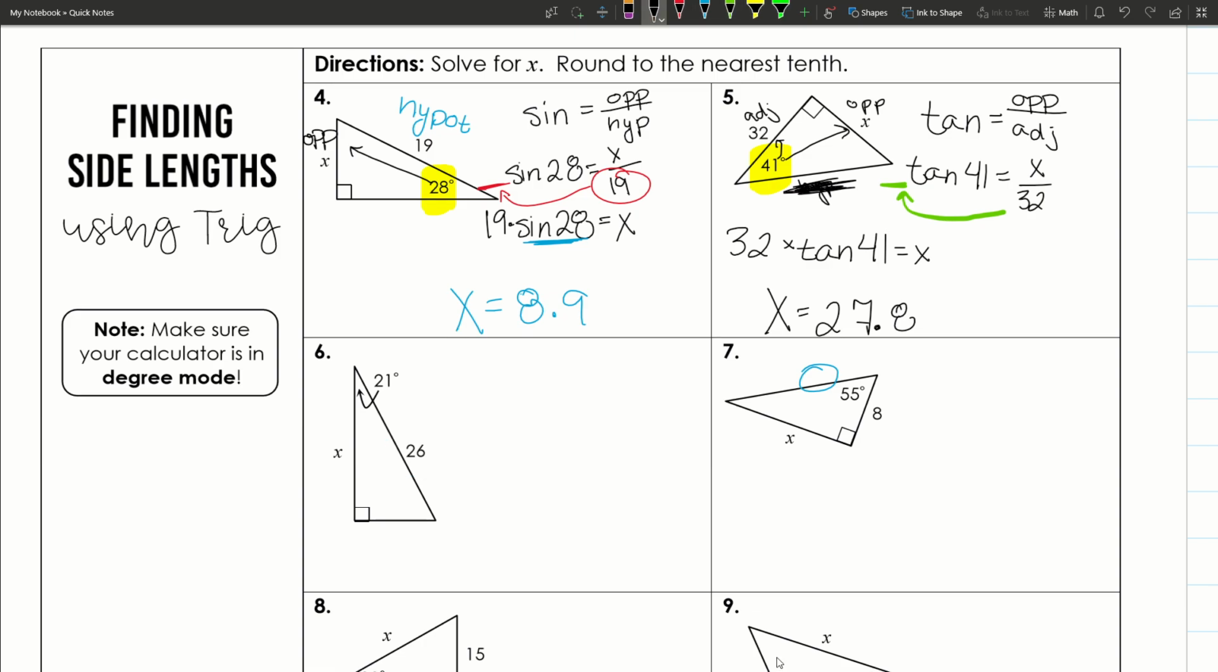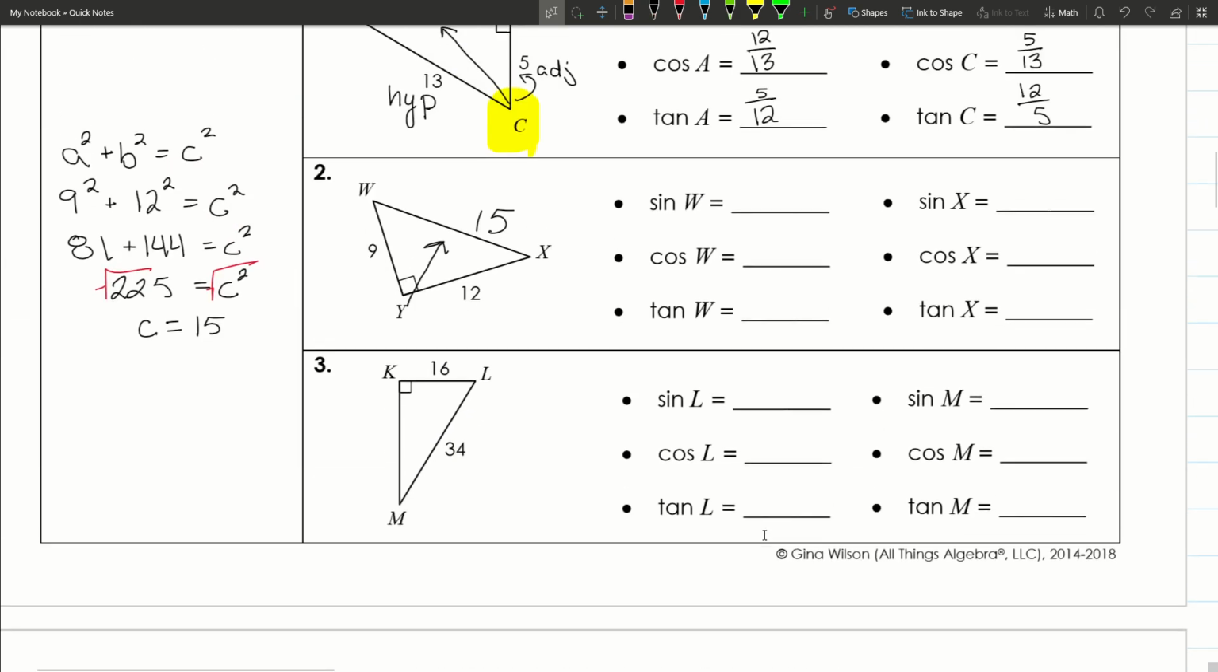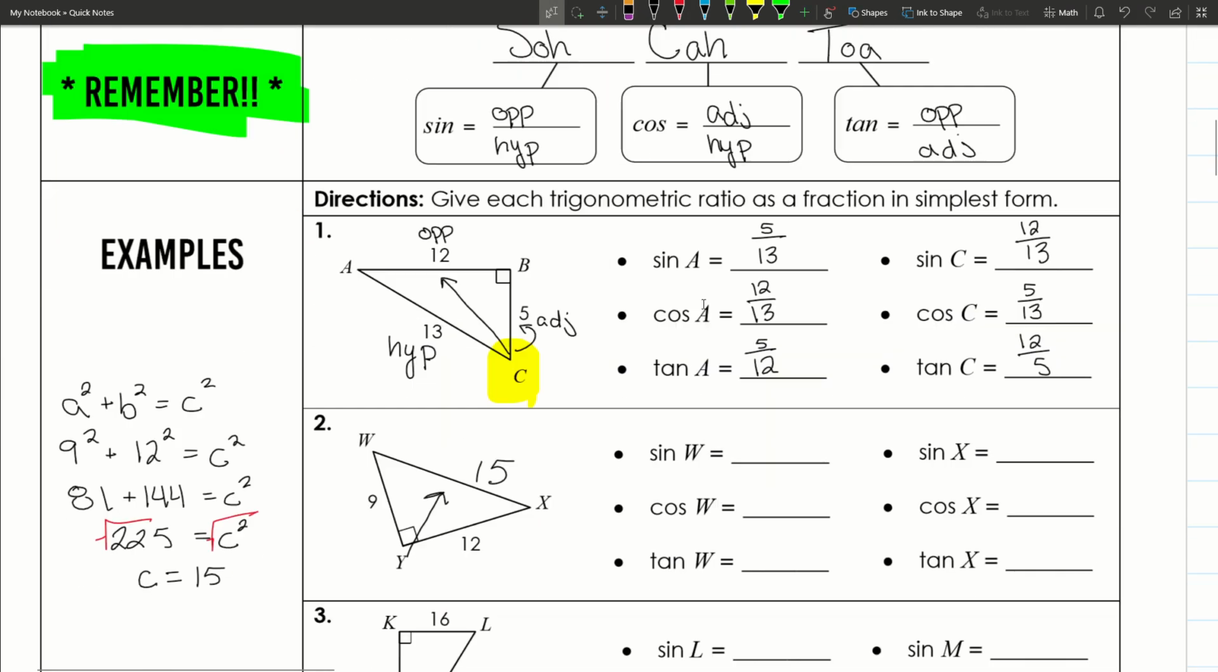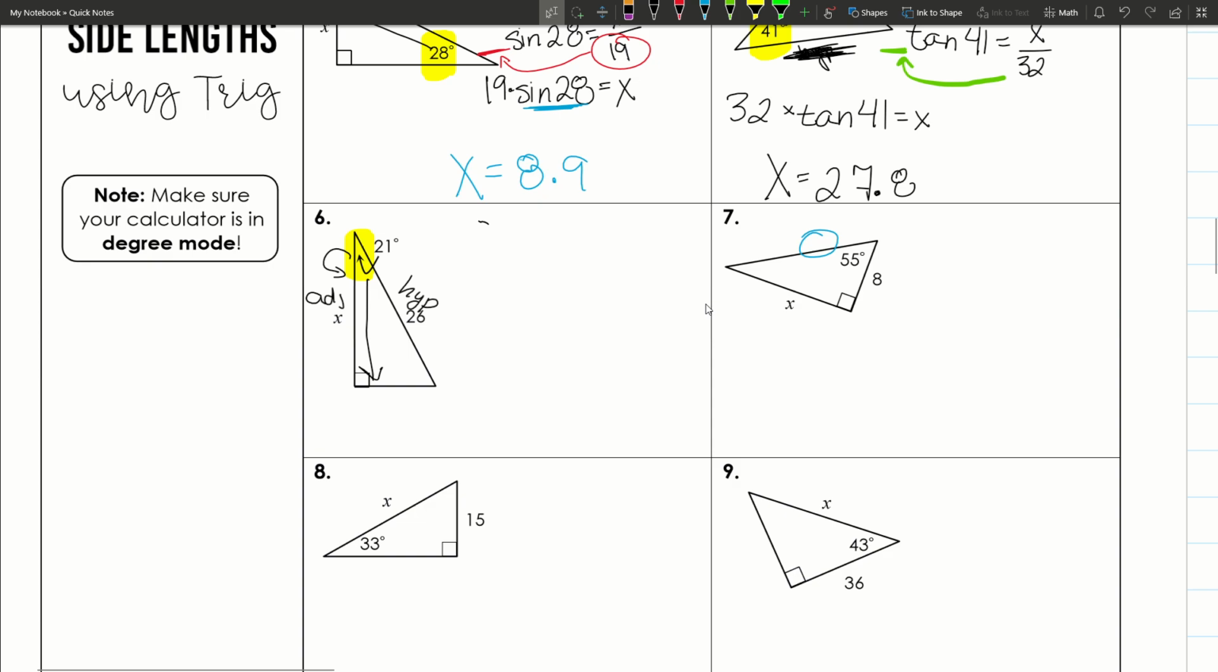First thing that I did is I identified my hypotenuse. My angle is sitting right here. Opposite is way over there, and there is nothing there, so we know we won't use that. The other thing they gave us is our adjacent. Adjacent and hypotenuse is cosine. So we're going to find the cosine, which is our adjacent over our hypotenuse. So we would do the cosine of 21 equals my adjacent x over my hypotenuse, 26.